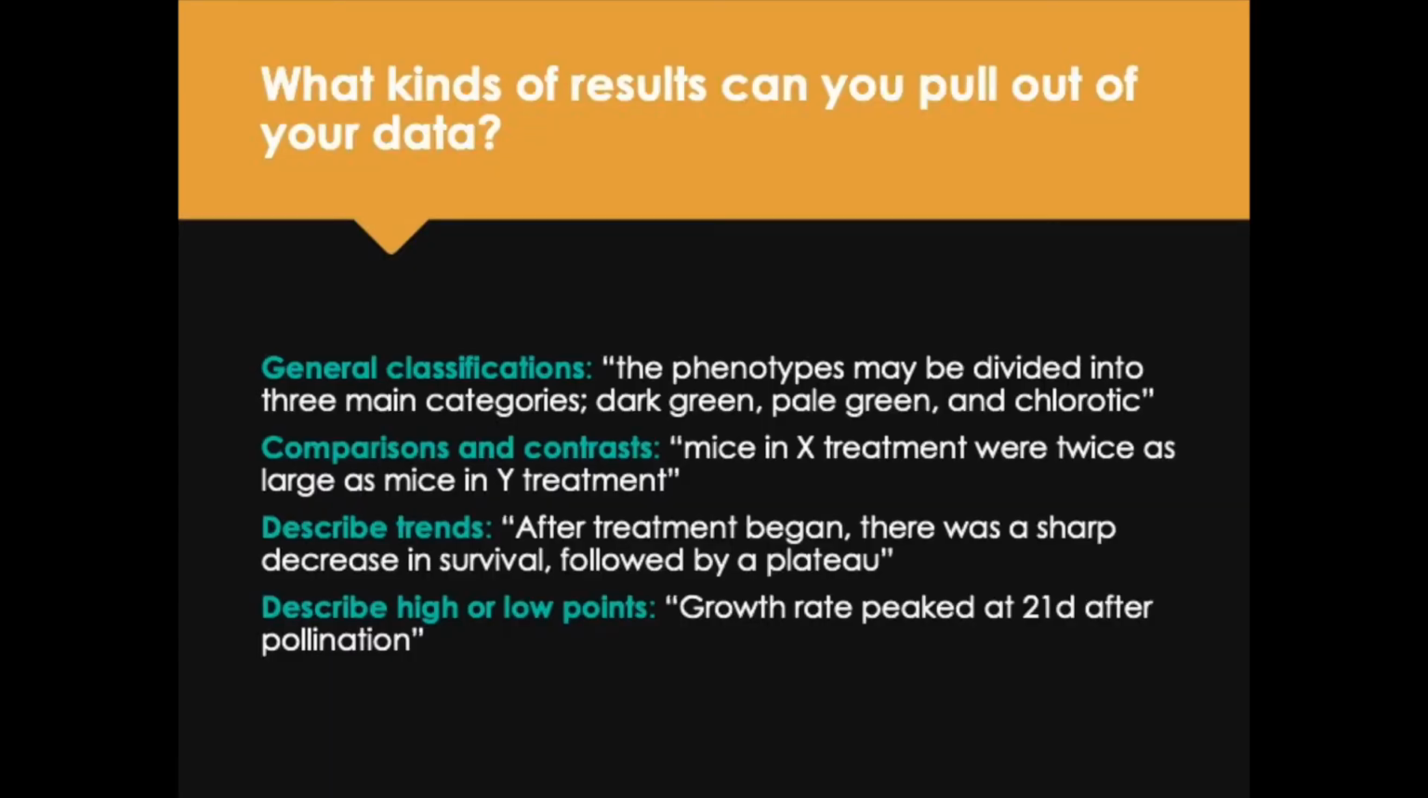One kind of result that you can pull out of your data could be a general classification, such as the phenotypes may be divided into 3 main categories: dark green, pale green, and chlorotic. You can also make comparisons and contrasts. Mice in X treatment were twice as large as mice in Y treatment. You can also describe trends. After treatment began, there was a sharp decrease in survival, followed by a plateau. Also, you can describe high or low points. Growth rate peaked at 21 days after pollination. So these are all kinds of different ways you can pull results out of your data.